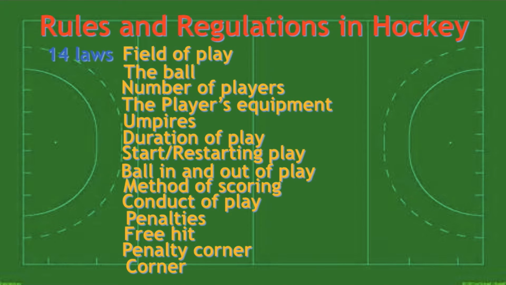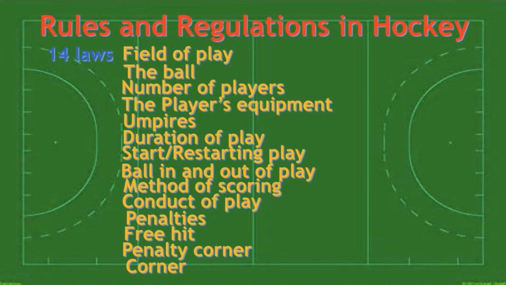For example, if a defender intentionally tripped up the attacking opposition, then the umpire would award the attacking player a penalty shot. A free hit is awarded when misconduct occurs between the 23-metre area. A penalty corner is awarded when the offence occurs in the D by a defender.